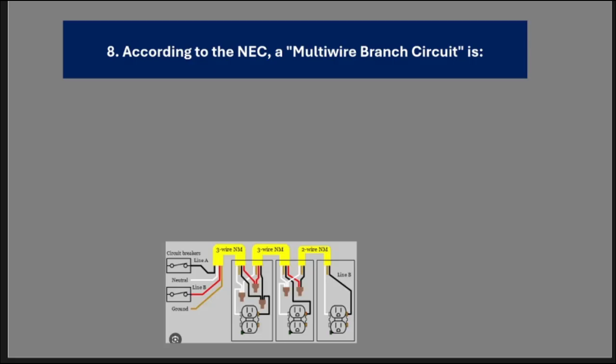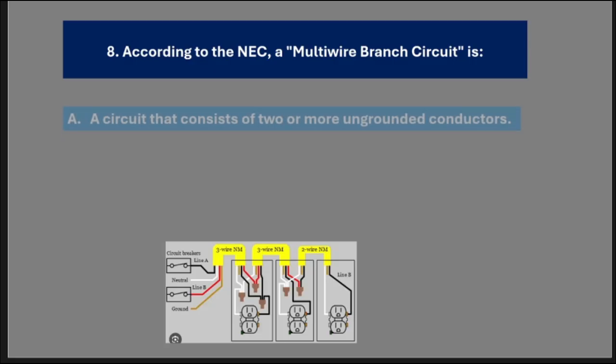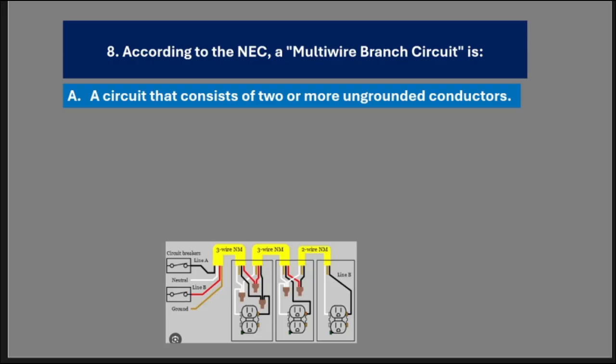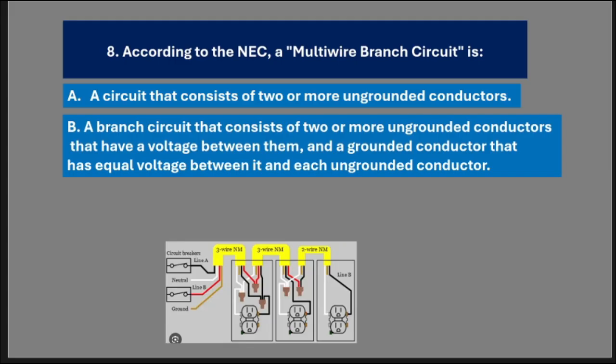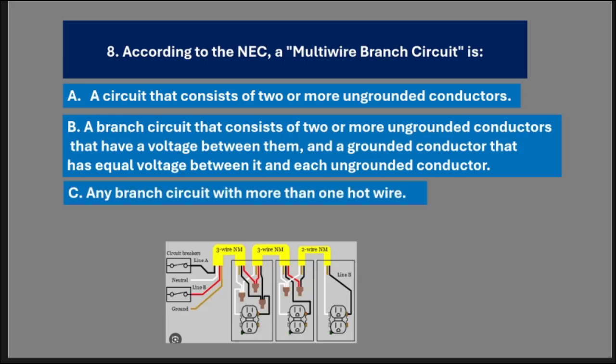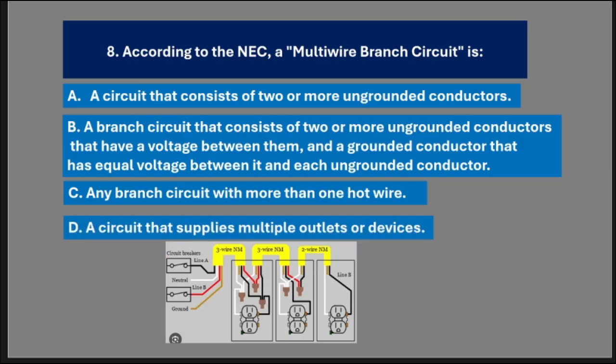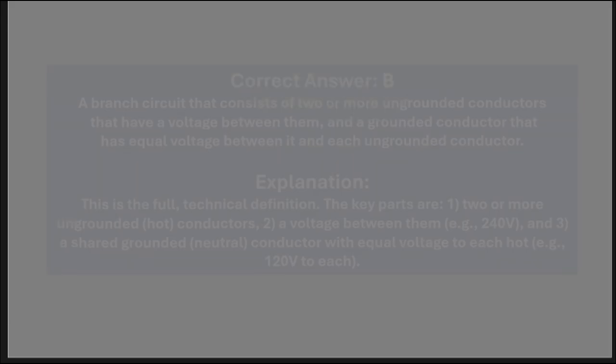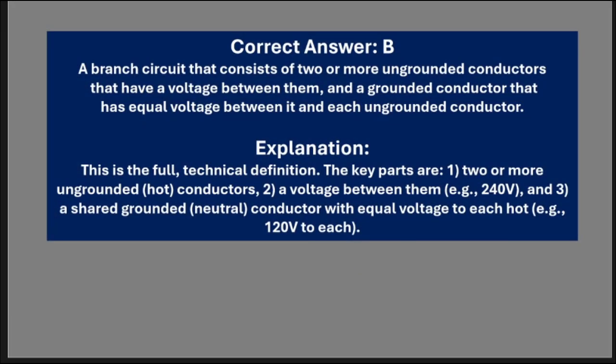Number 8. According to the National Electrical Code, a multiwire branch circuit is A. A circuit that consists of 2 or more ungrounded conductors. B. A branch circuit that consists of 2 or more ungrounded conductors that have a voltage between them and a grounded conductor that has equal voltage between it and each ungrounded conductor. C. Any branch circuit with more than one hot wire. D. A circuit that supplies multiple outlets or devices. Correct answer B.